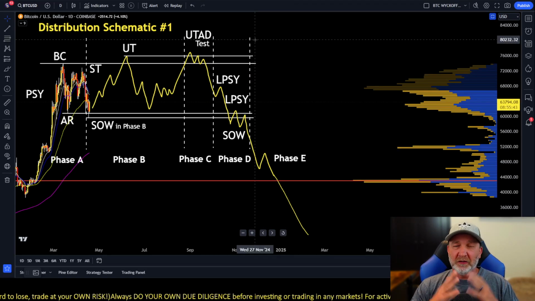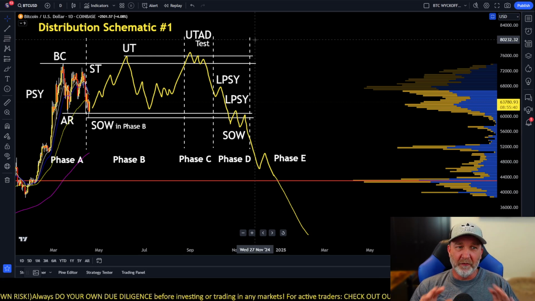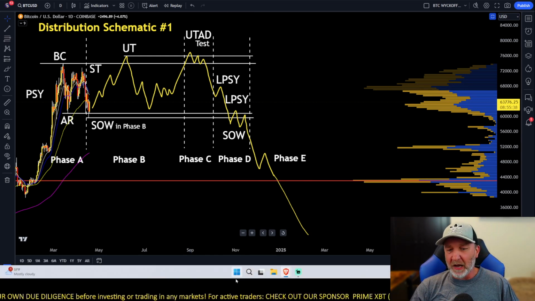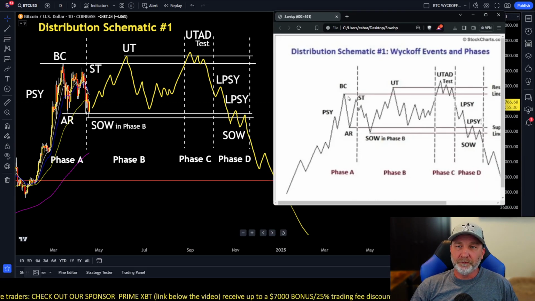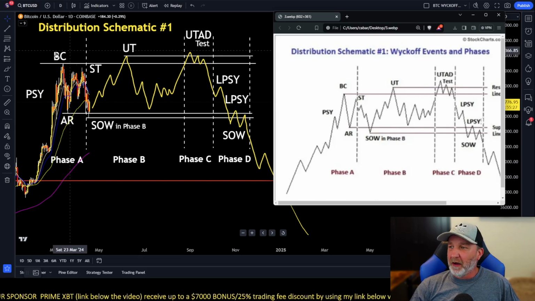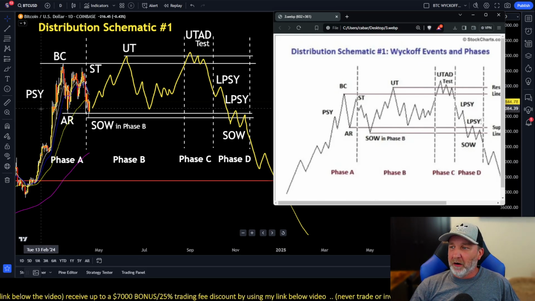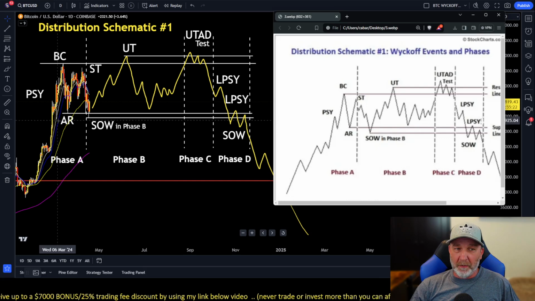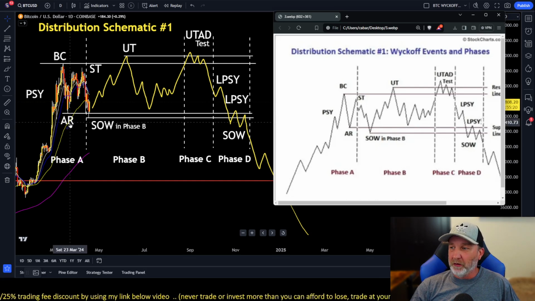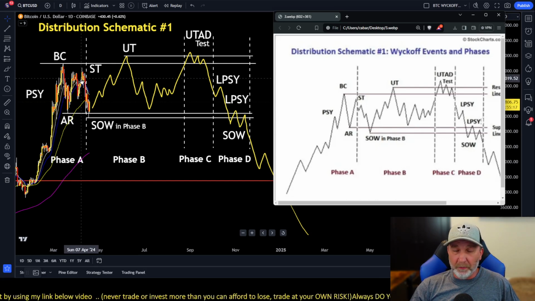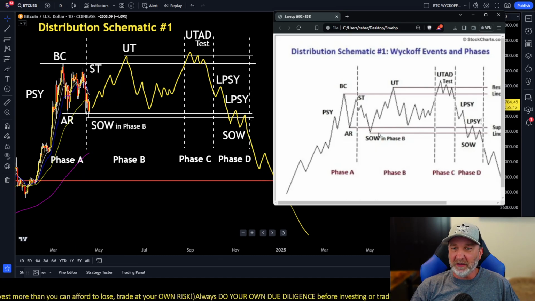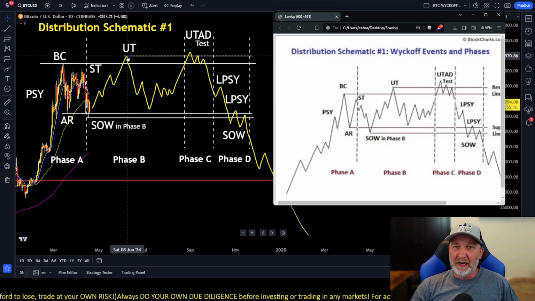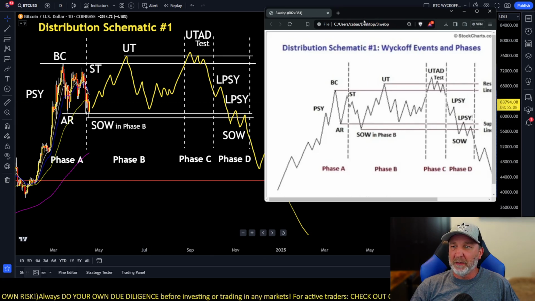There are 2 distribution schematics. This is schematic 1 from the Wyckoff distribution, right? I'm going to throw that up there so you can see it and judge for yourself. So, as you can see right here, we have our buying climax, right? And then we have our automatic rebound or automatic reaction up to our secondary test, down to our sign of weakness, right? Just like over here.